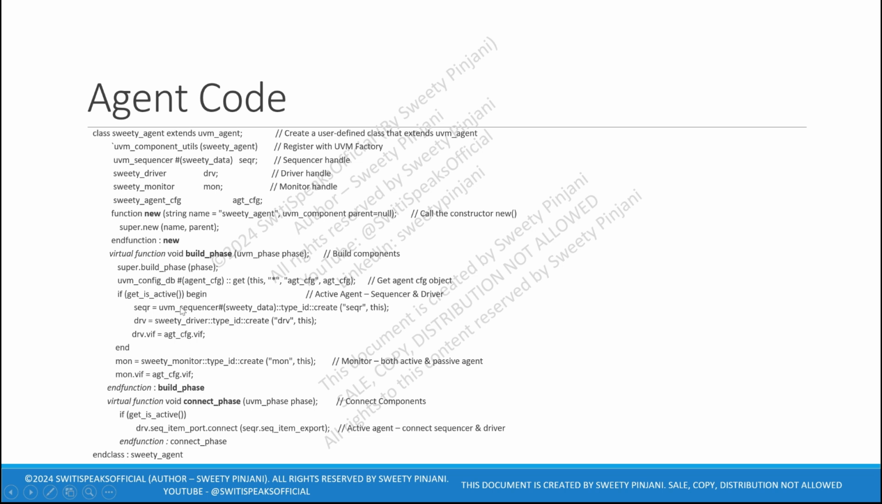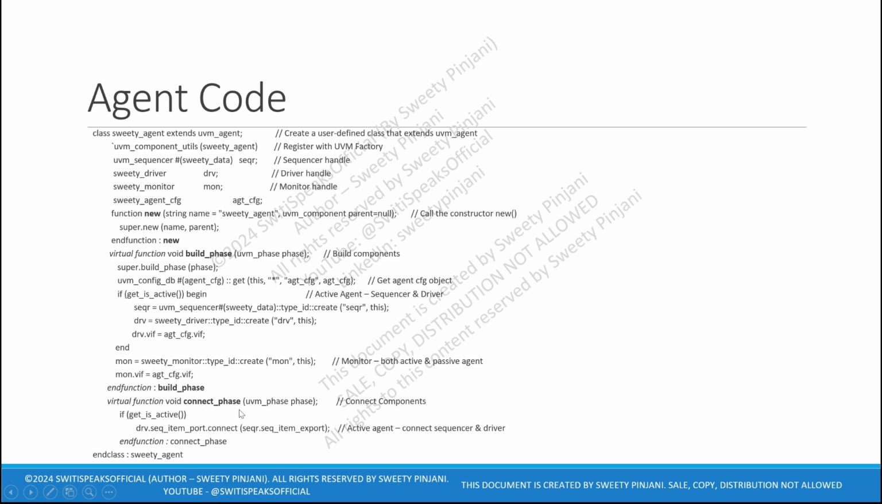If your agent is active, you will create the sequencer. Sequencer is parameterized by Sweetie data. You will create your driver and then you will assign the driver interface the value of your agent configuration virtual interface. And then you will create the monitor for both your active and passive agents. Again, the monitor virtual interface, you are assigning it to configuration object virtual interface. This is the end of your build phase where you have built the components.